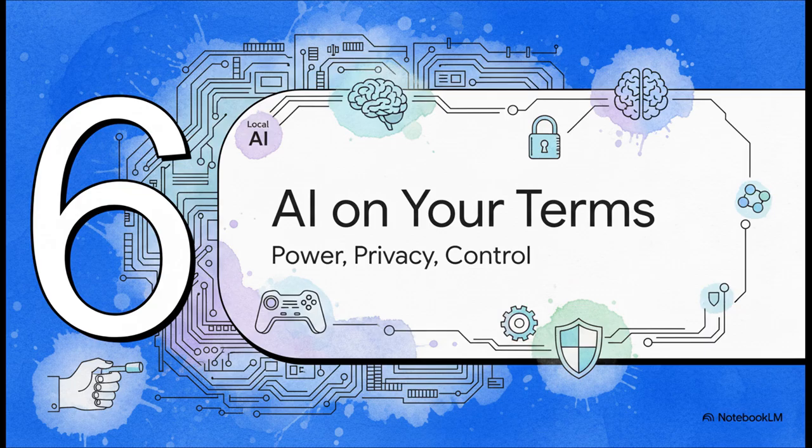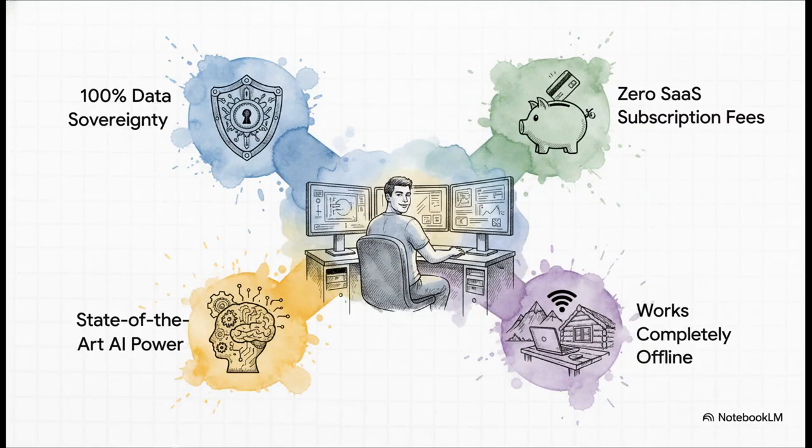And all of this really brings us to the most important point of all. This isn't just about cool tech. This is about a fundamental shift in who's in control. It's about you having AI on your terms. So let's just recap what this actually means for you. You now have 100% control, 100% sovereignty over your data. Those monthly subscription fees? Gone. Forever. You've got the raw power of a cutting-edge AI, and it all works if you're on a plane with no Wi-Fi. You are totally, completely independent.